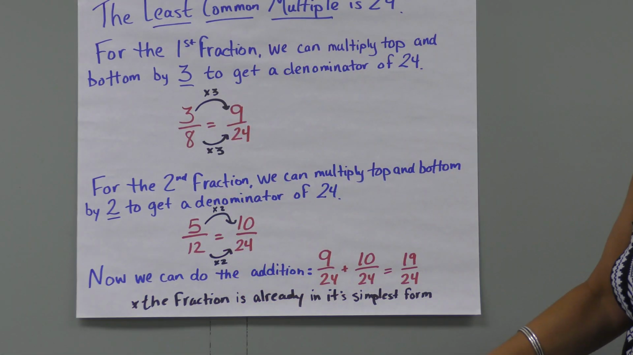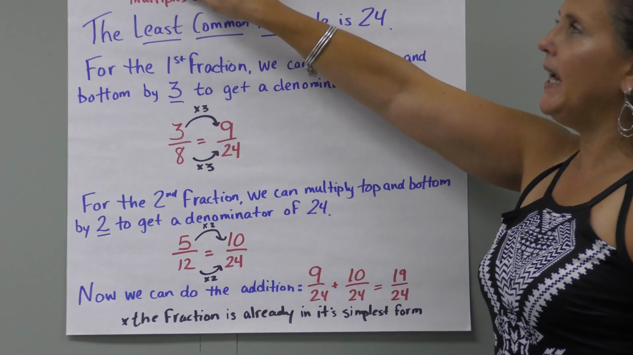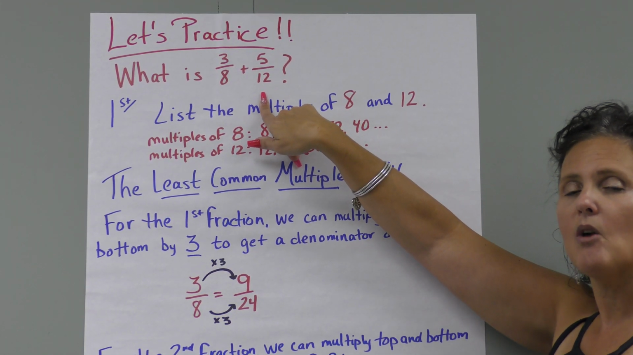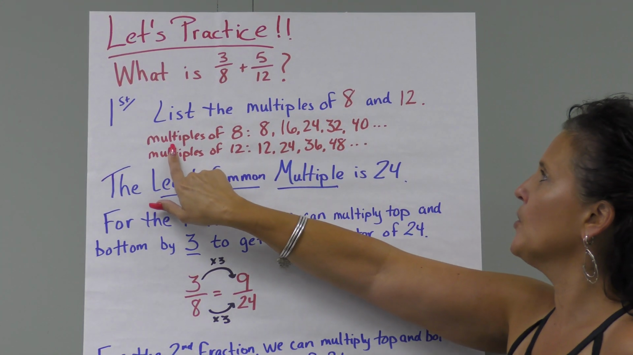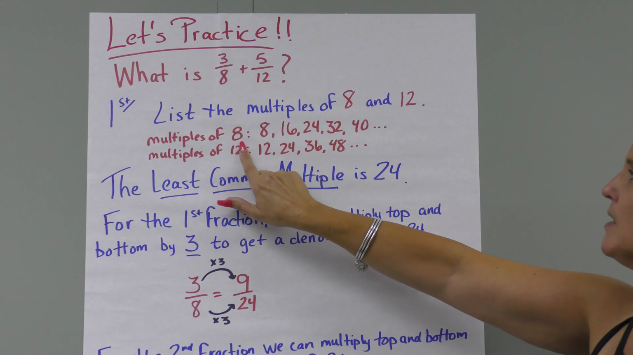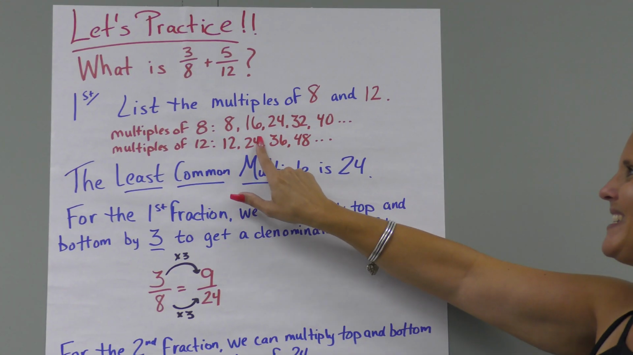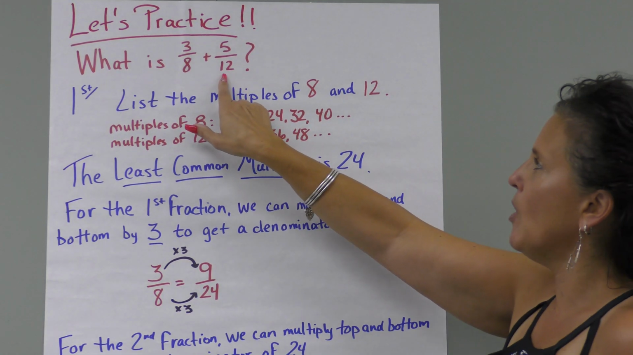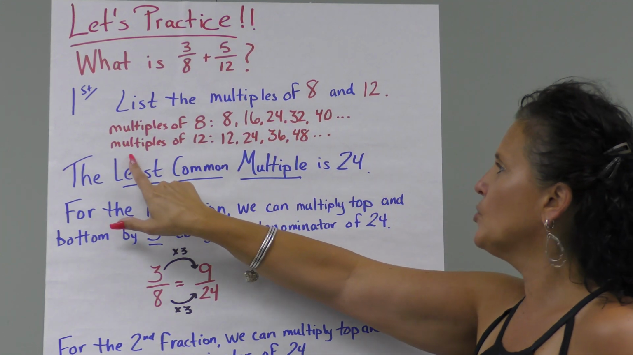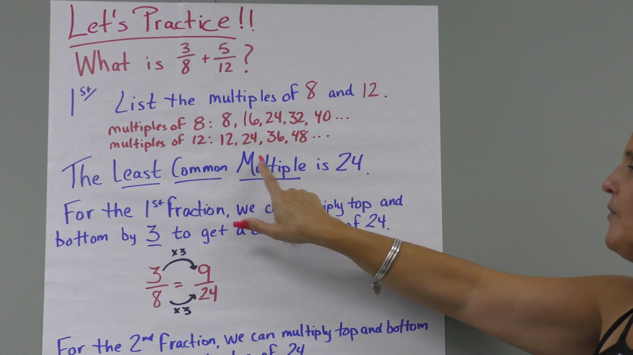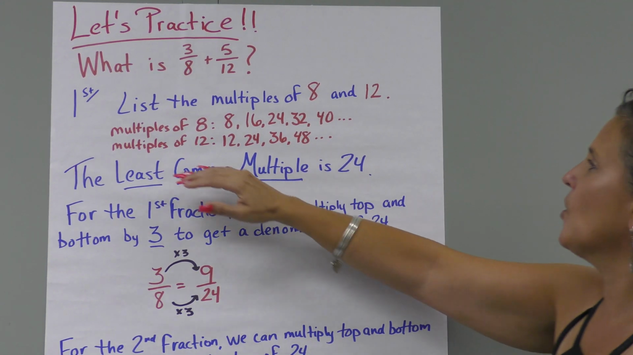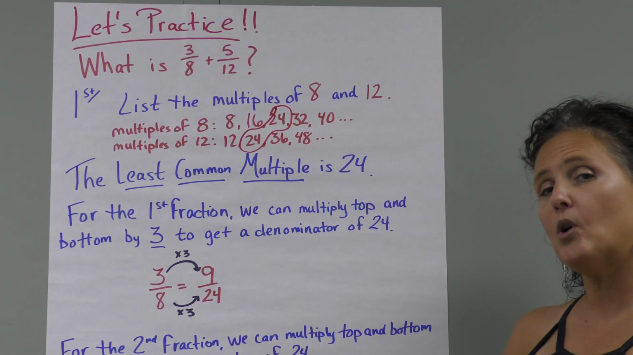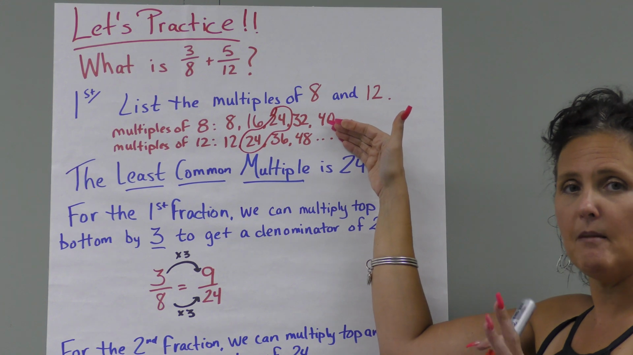So let's just do a little practice here at the end. So we want to add 3/8 plus 5/12, right? What is the first thing that we do again? We have to list the multiples. So the first multiple we'll list is 8. The multiples of 8, the multiplication tables, are 8, 16, 24, 32, 40, on and on and on. Then we have to list the multiples of the second fraction's denominator, which would be multiples of 12: 12, 24, 36, 48. Now what is our least common multiple? I've put it here for you. We search and we have 24. 24 is the lowest number in both of our sets that matches, right?